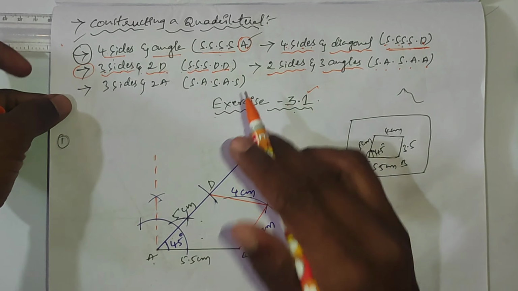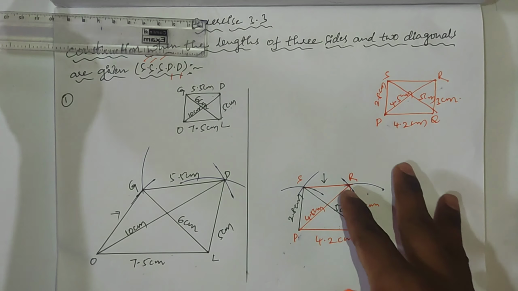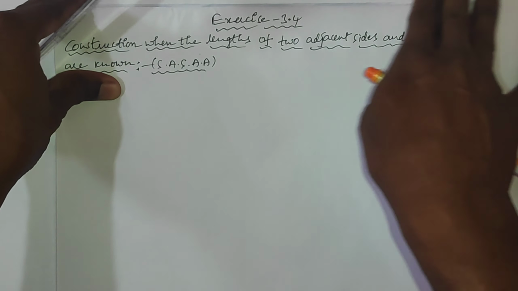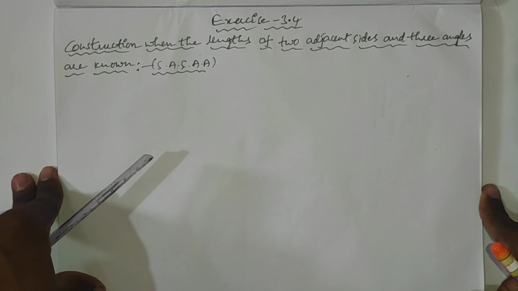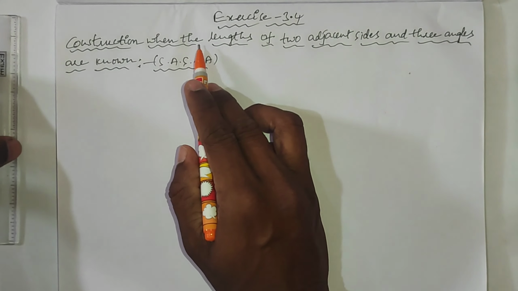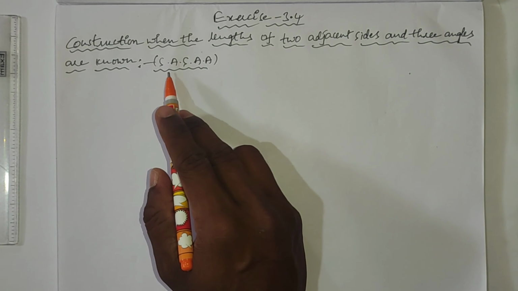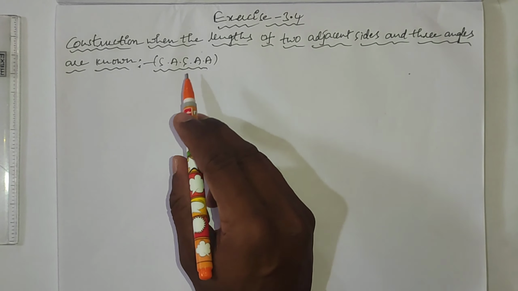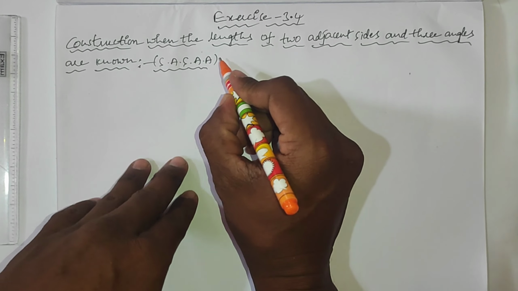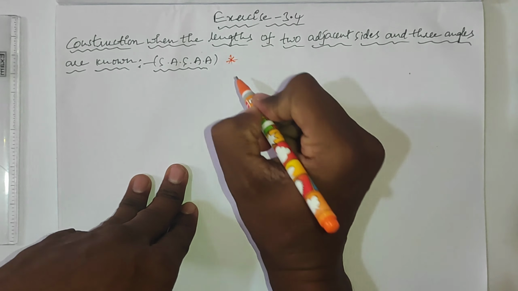So 3.1, 3.2 and 3.3 we completed successfully, right? Now the topic today is exercise 3.4: construction when the lengths of two adjacent sides and three angles are known. Before starting this one, we have to remind two main points.